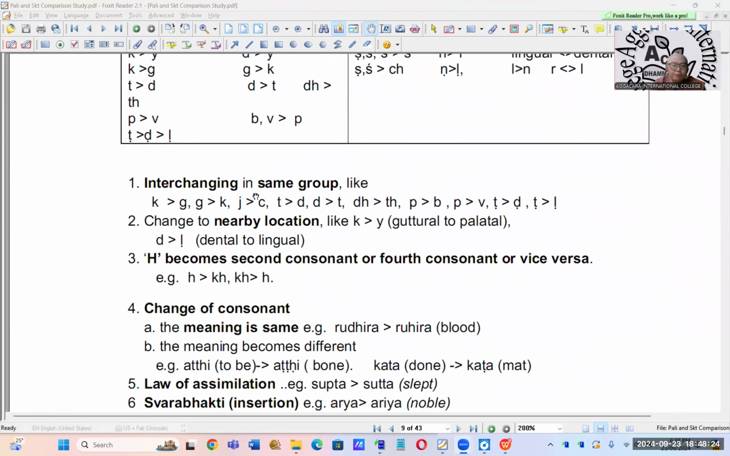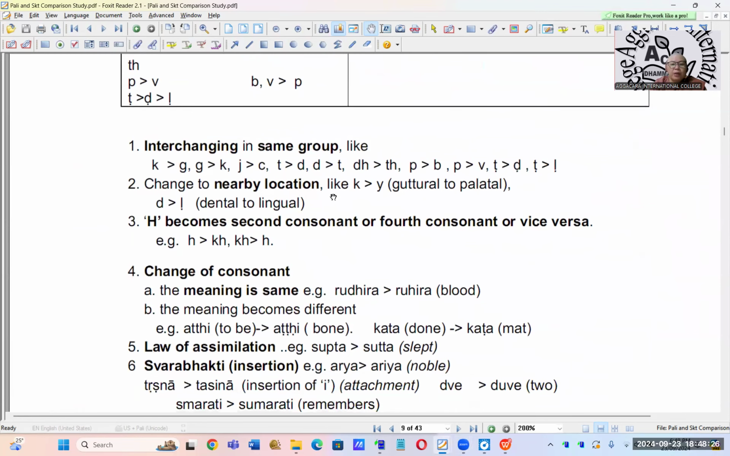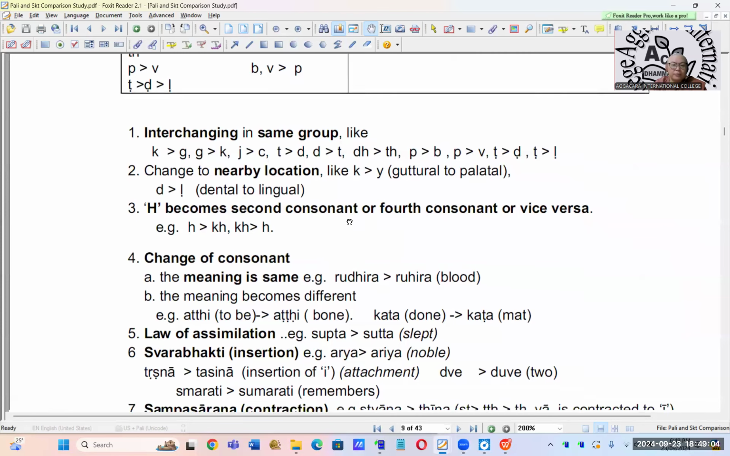Now, besides change the same group, it also can change it to a nearby location, like Guttara change to Paletta, Denta change to Lingua. So that's why just now you see the example just now, D can change it to a Ri. K can change it to Y. Okay. So this means that beside interchange same group, you also can change to nearby location. So another one is H. Can become second consonant or fourth consonant. Means that H become KH. You just put the K. Or sometimes KH, you drop the K, you become H only. So this is also another possible example.